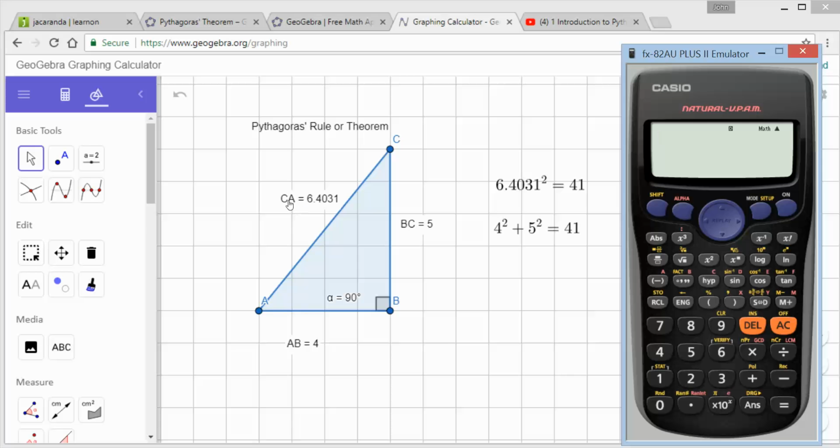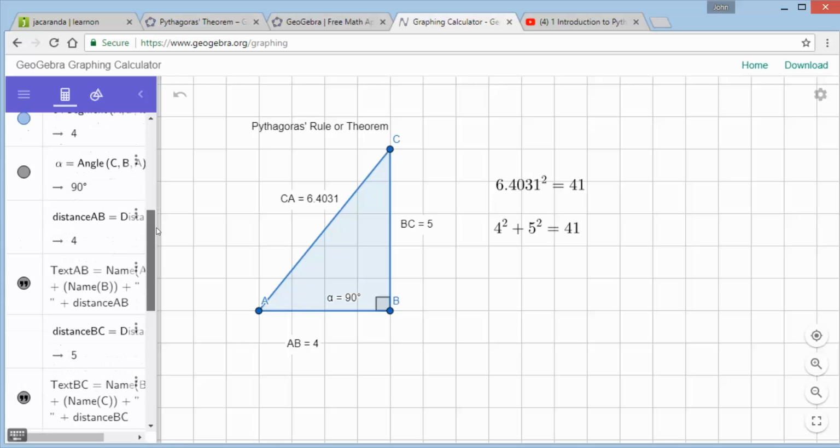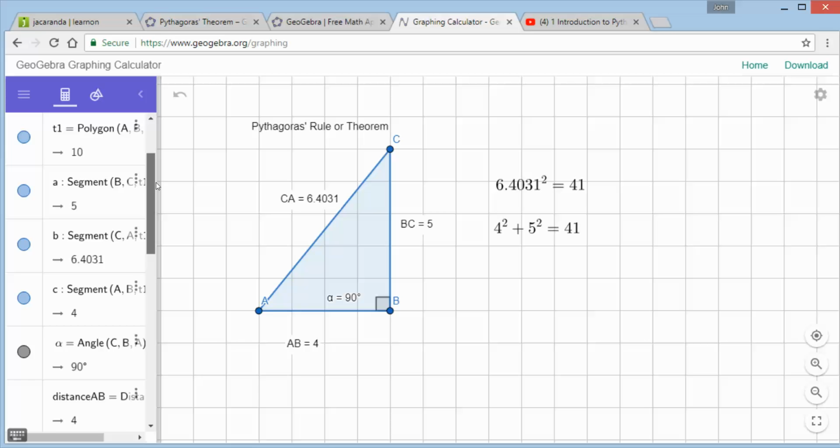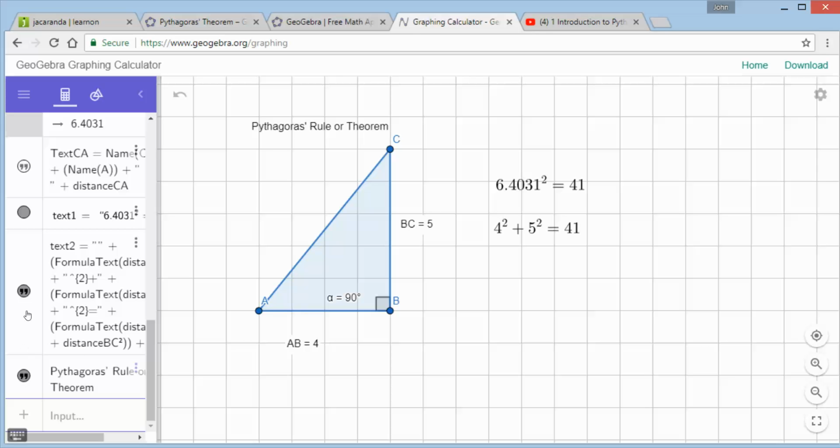So imagine here we did not have the side CA, 6.403. And in fact what I'll do, that side, that distance, I'll just go into my settings here. There it is, that one. So I've now hidden that side. In fact, I'll also hide that one. Now, let's just change these lengths a bit.